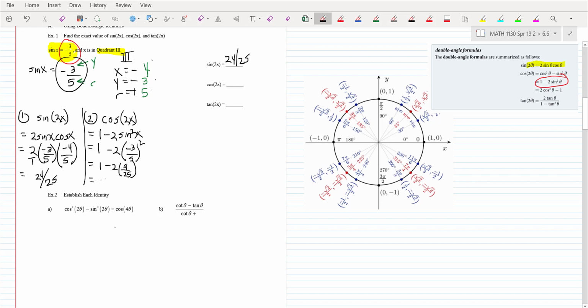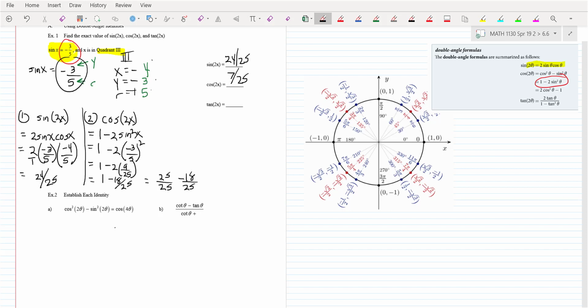And then this would be 1 minus 18/25. So you just get a common denominator. So from here we would have 25/25 minus 18/25. And that would give 7/25. And notice on that, I didn't even basically have to worry about what quadrant I'm in. It didn't make any difference, so we get that.